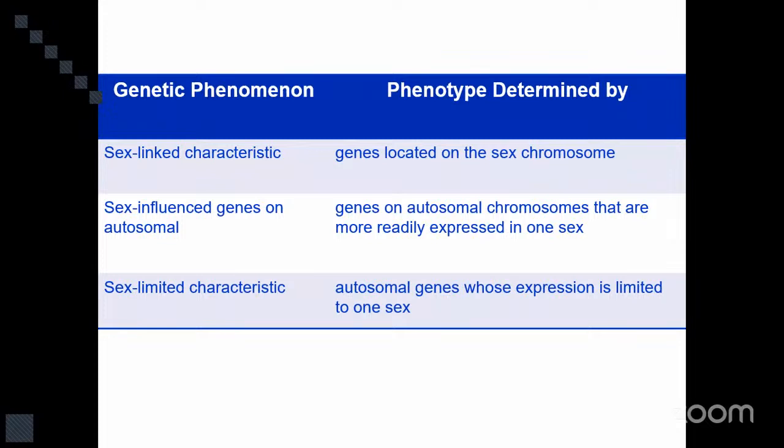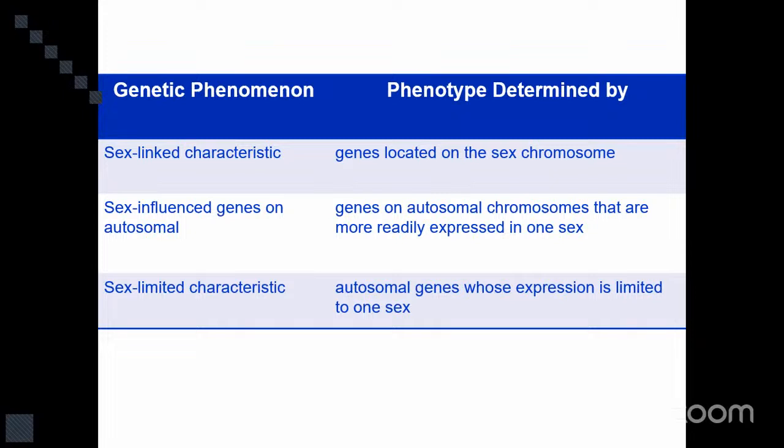So let's move to some other concept. Some other classical concepts will include things like sex-linked characteristics, sex-influenced genes or autosomal, then sex-limited. Sex-linked characteristics are genes located on the sex chromosome, which we have seen. Sex-influenced genes are genes on autosomal chromosomes that are more readily expressed in one sex. Sex-limited autosomal genes have expression limited to one sex. So what is the difference?